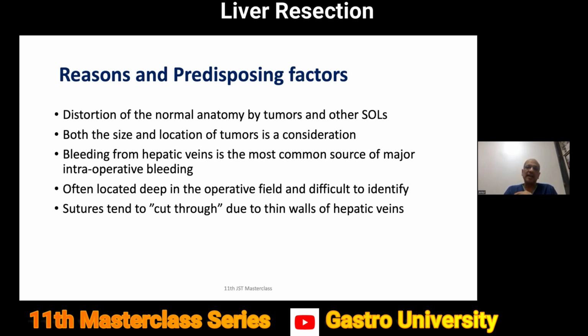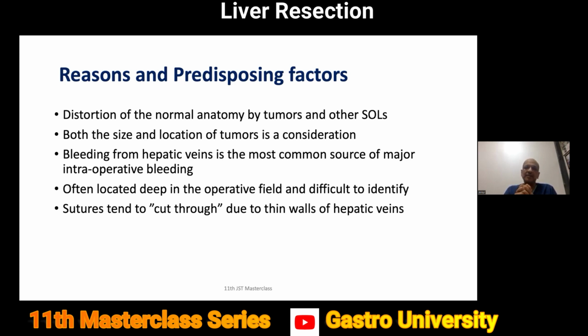And then both the size and the location of the tumors are a consideration, because size can lead to the pushing of the hepatic veins to one side, and at the same time deeply located tumors, especially those located near the apex, that is between the insertion of the hepatic veins, the right, middle and the left, into the IVC. Those are considered to be difficult for resection because there's very little space to operate. Visualization is poor, and then the veins are often stretched on these tumors. So location, I would say, is more important than the size of the tumor.